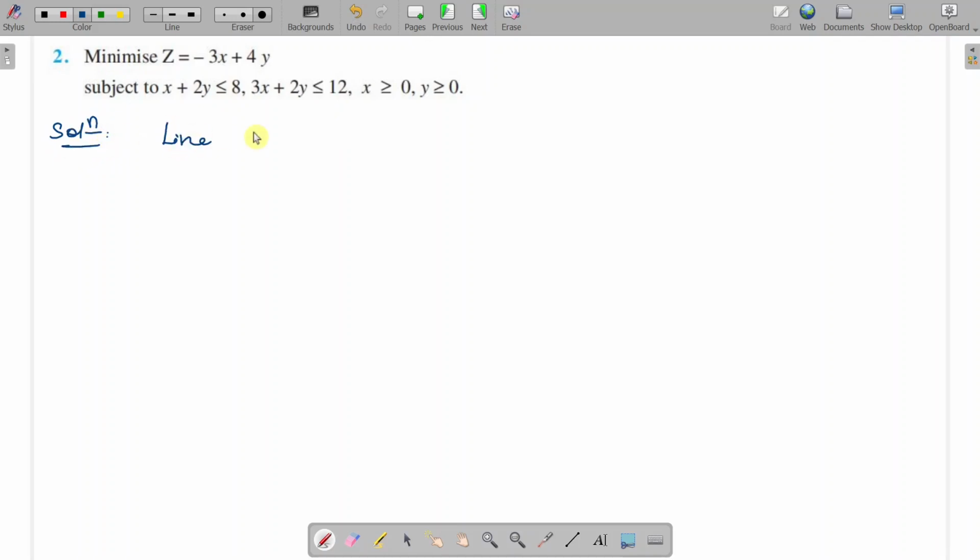So line 1, let us see. Line 1 is this, right? I mean the line 1 is corresponding to this inequality. So x plus 2y equal to 8. So that means we have x here, and y is what? 8 minus x divided by 2, right? So when x is 0, y is 4. Then when x is 2, y is 3, and when x is 4, y is 2, right? So this is the table for the first line.